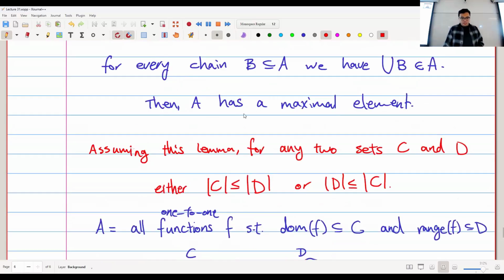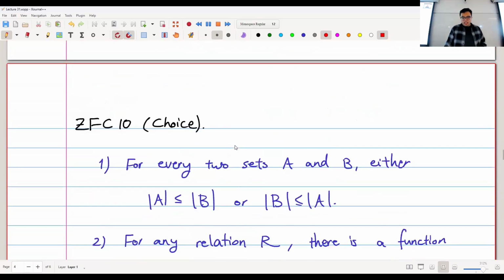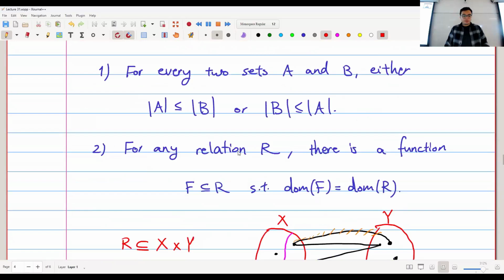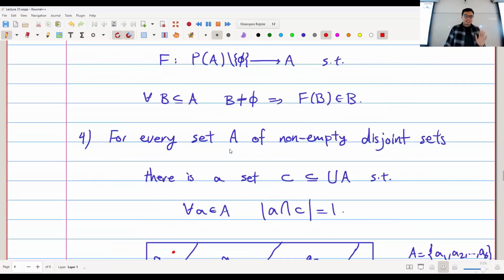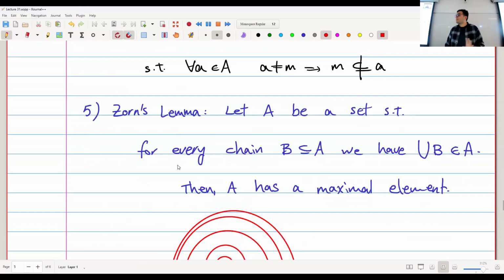So if I have Zorn's lemma, then I can also compare any two sets. But again, the really interesting thing here is that all 5 of these are actually equivalent. If you have any one of them, you can prove the other.